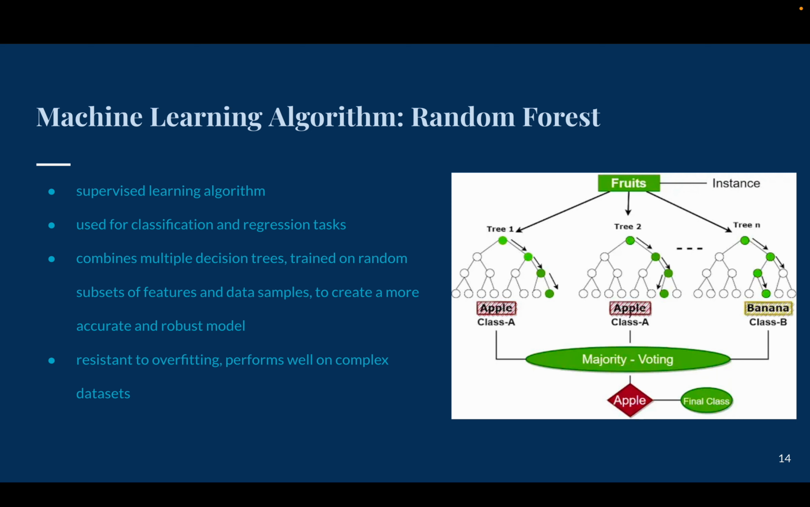And the next machine learning algorithm is random forest. It is a machine learning algorithm used for classification, regression, and other tasks. It is an ensemble learning method that works by combining multiple decision trees to make predictions. It is resistant to overfitting and performs well on complex datasets. So this is an example of how a random forest is structured.